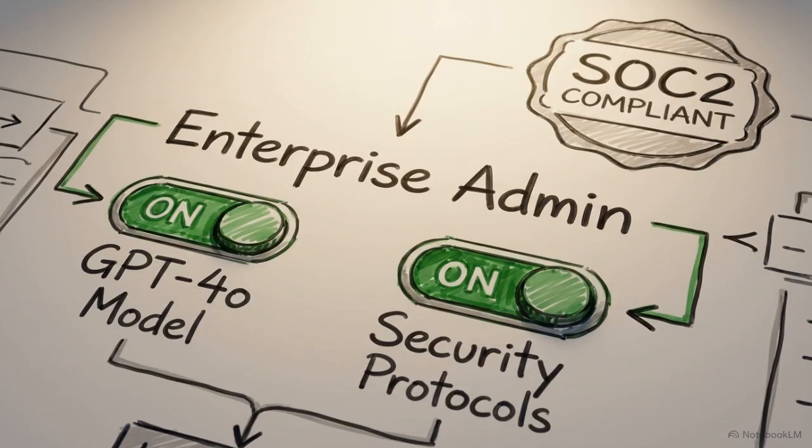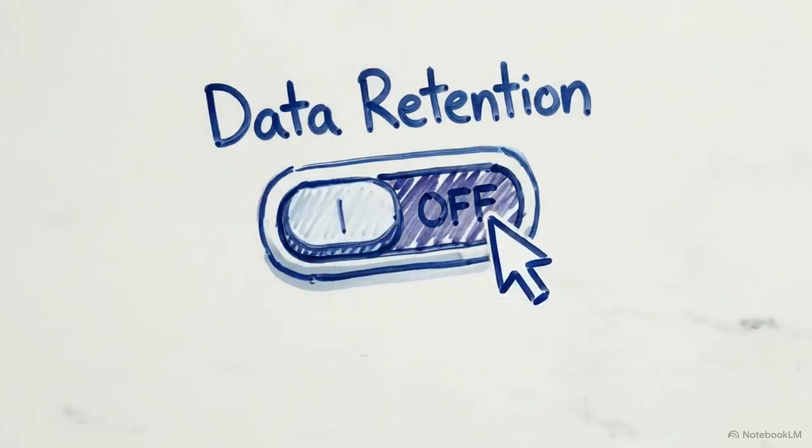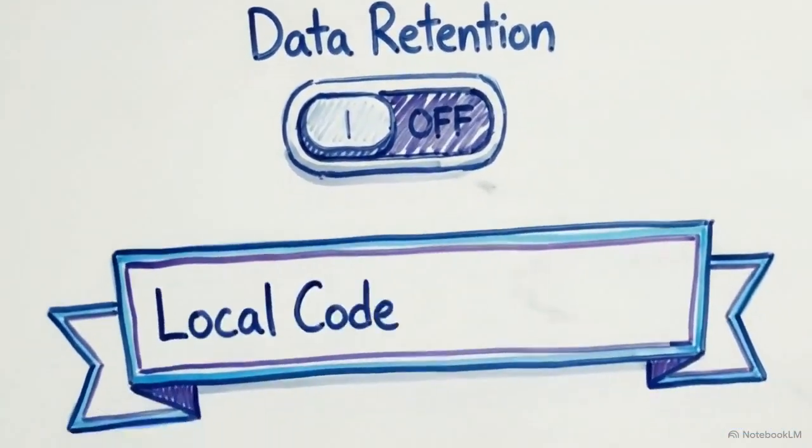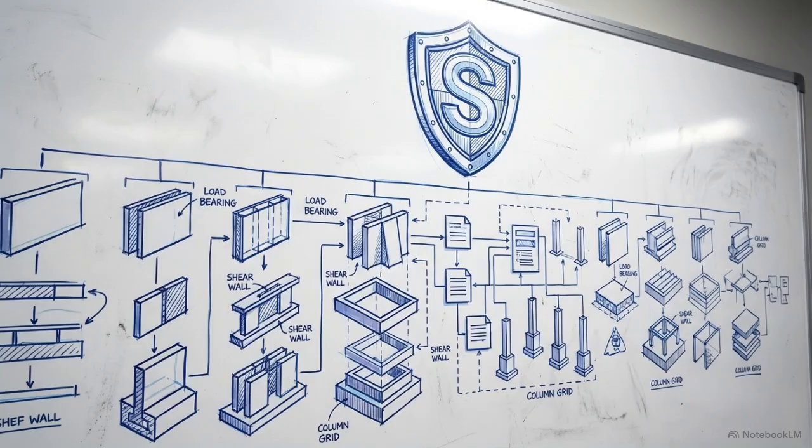Administrators dictate the specific model selections and enforce strict SOC 2 compliance protocols. The core security guarantee is absolute. Private organizational code is never retained, and it is never used to train public foundational models. This stateless processing architecture allows teams to deploy enterprise-grade AI without compromising a single line of proprietary code.